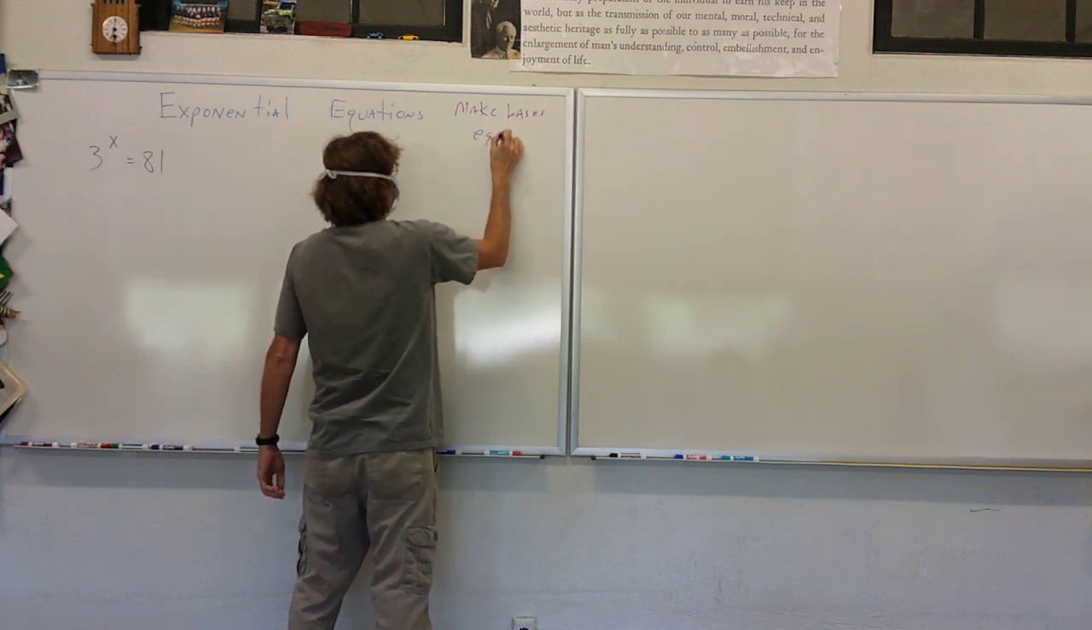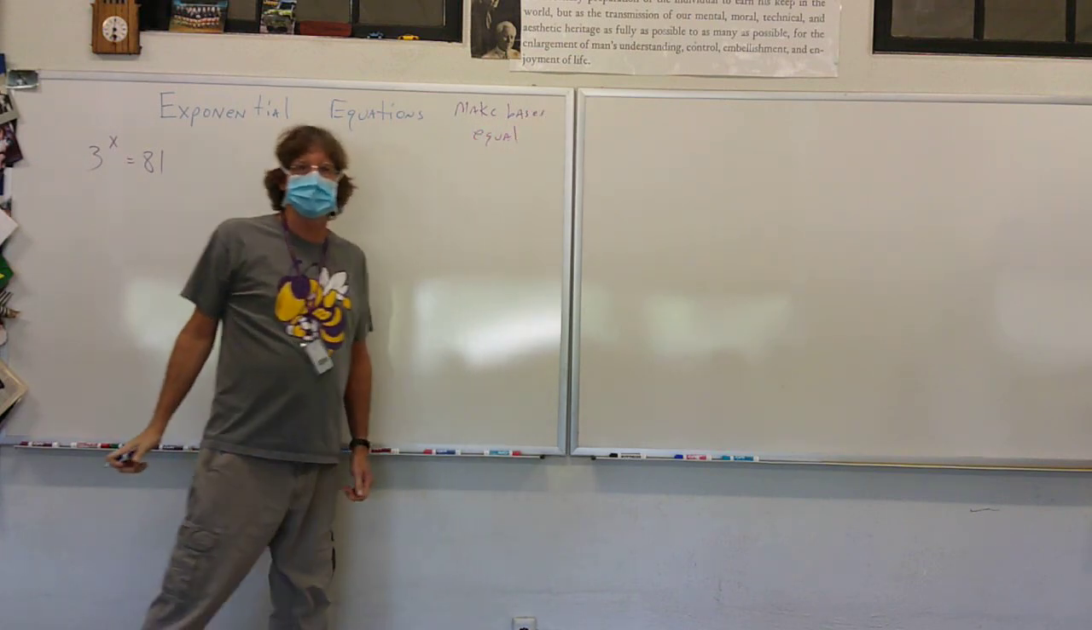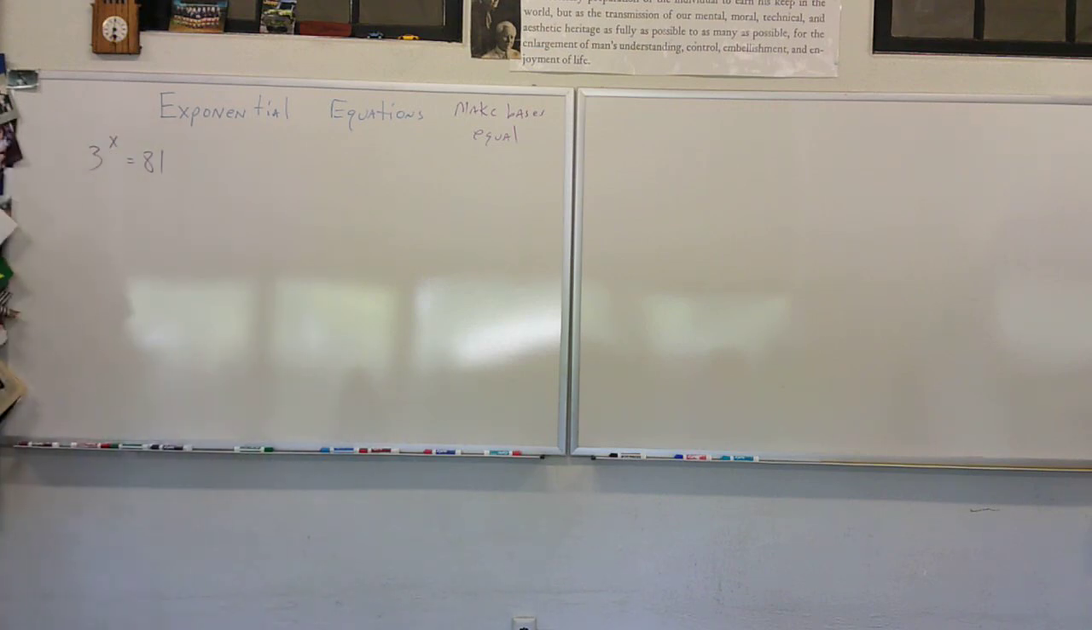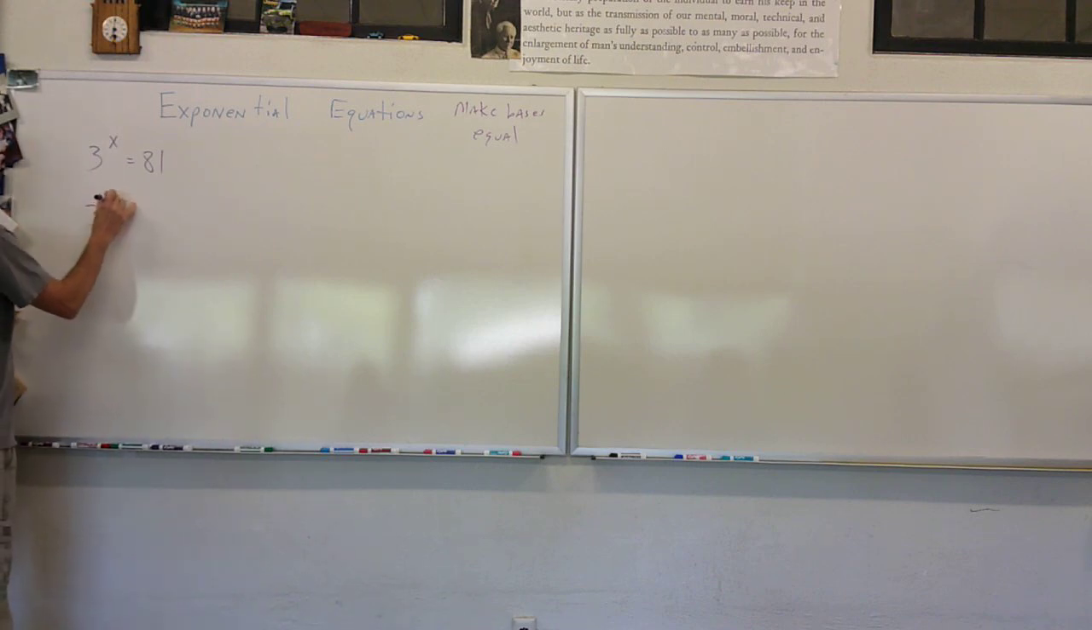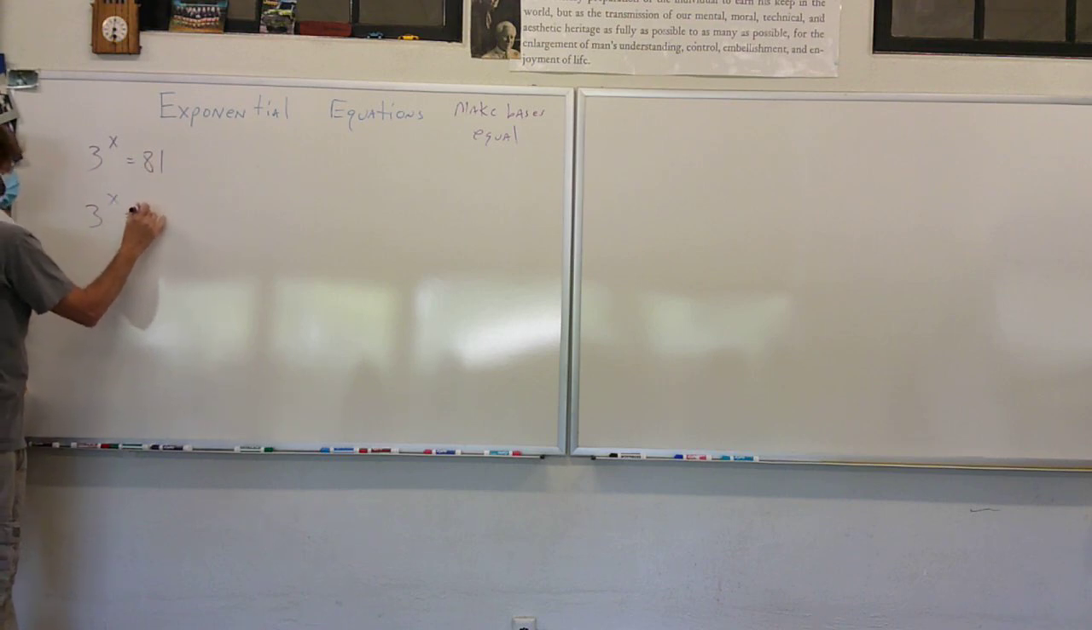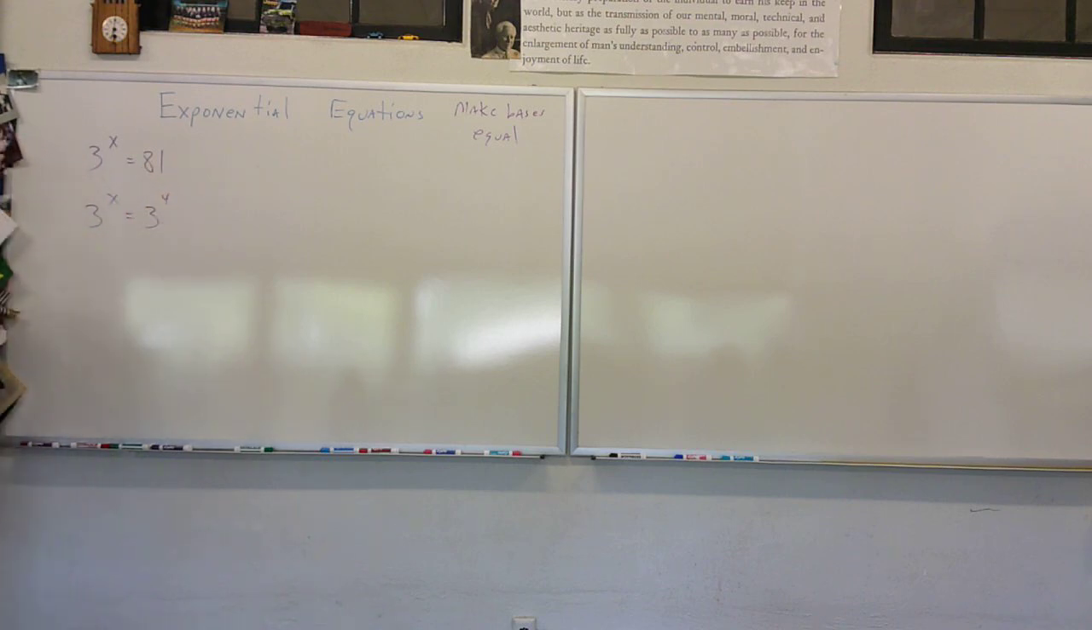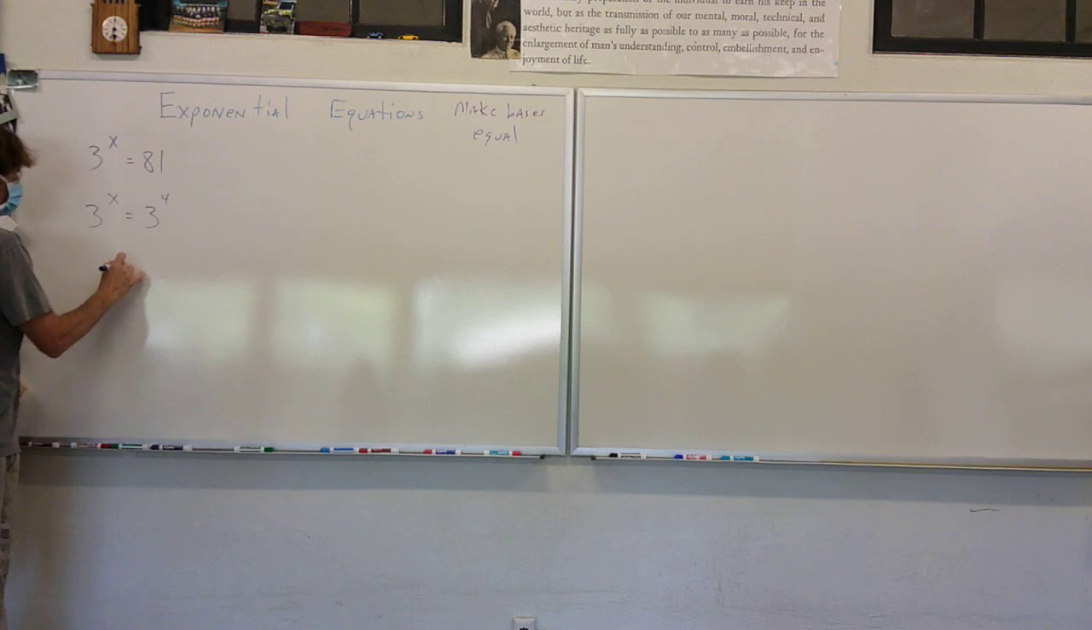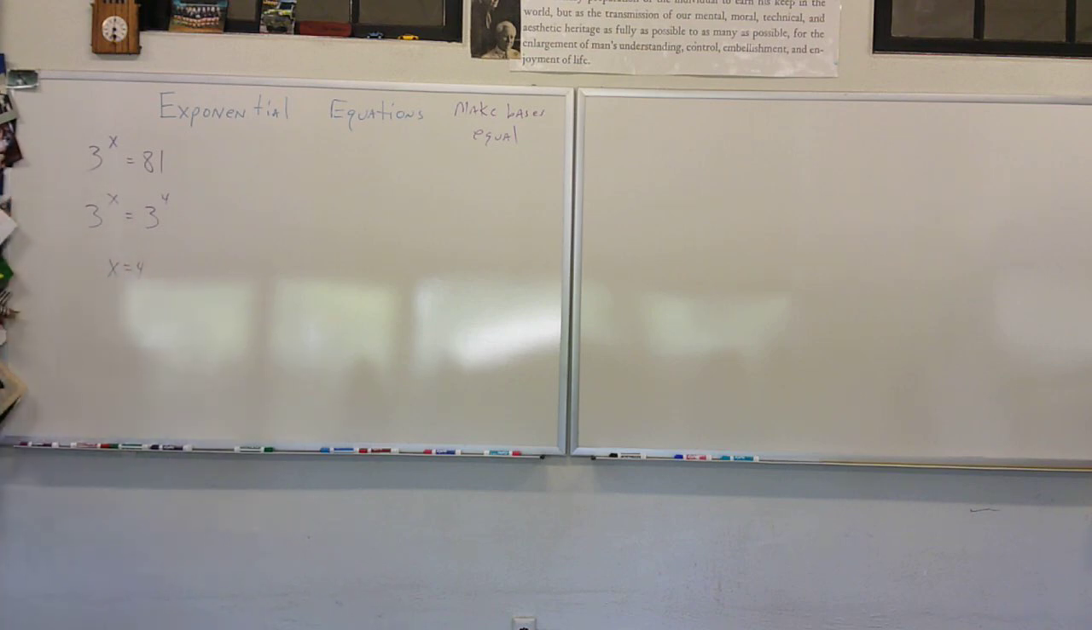Now, someone says, no, we're not going to pull out a calculator and spend 5 minutes on a problem that doesn't take that long. All right? You make the bases the same. So you do 3 to the x, and if you recognize 81 is 3 to the 4th, notice, if the bases are equal, the exponents have to be equal, so x equals 4. So the key is make the bases equal. That's the whole key to working these.